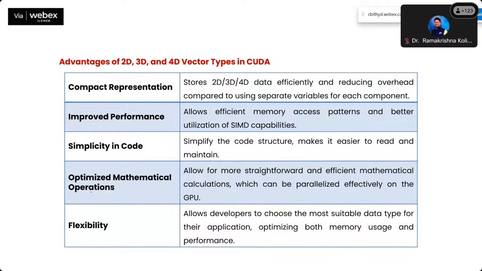Next, these vector types help optimize mathematical operations because they give more straightforward and efficient mathematical calculation. And if you know how the mathematical calculation behaves, parallelization is much easier on the GPU. Finally, flexibility: it allows the developer to choose the most suitable data type for their application and optimize both memory usage and performance.